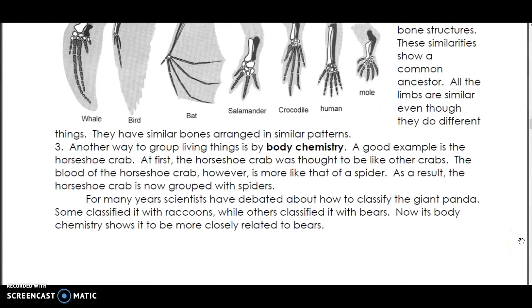Number three, another way to group living things is by body chemistry. A good example is the horseshoe crab. At first, the horseshoe crab was thought to be like other crabs. The blood of the horseshoe crab, however, is more like that of a spider. As a result, the horseshoe crab is now grouped with spiders. For many years, scientists have debated how to classify the giant panda. Some classified it with raccoons, while others classified it with bears. Now, its body chemistry shows it to be more closely related to bears.